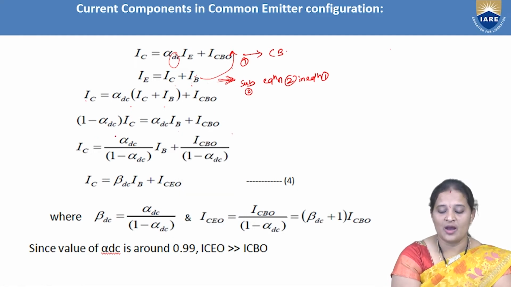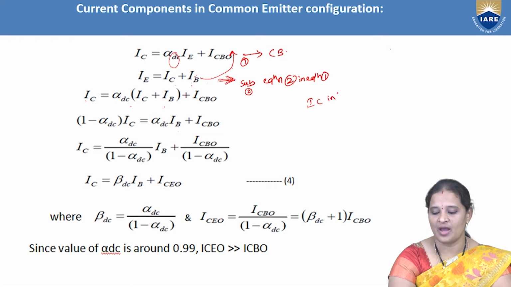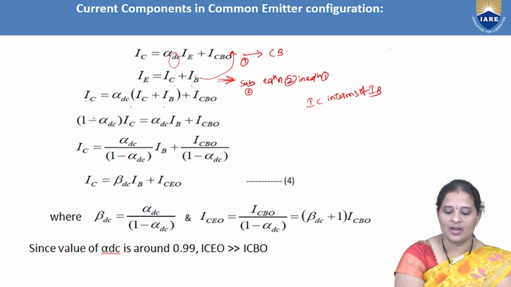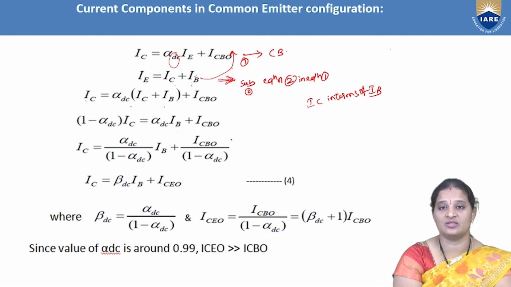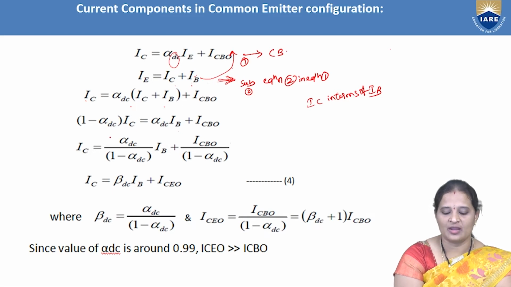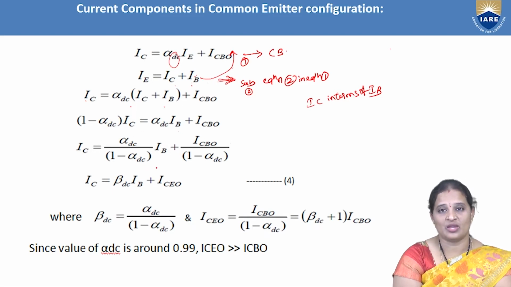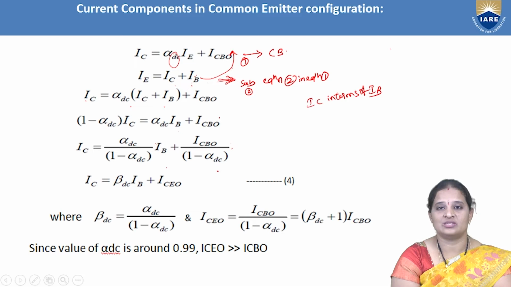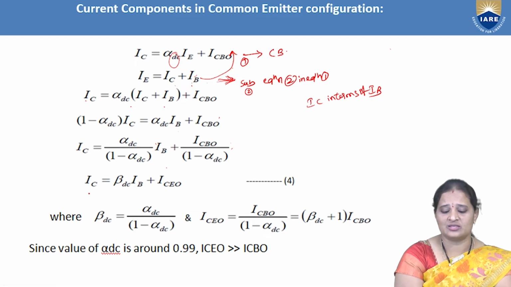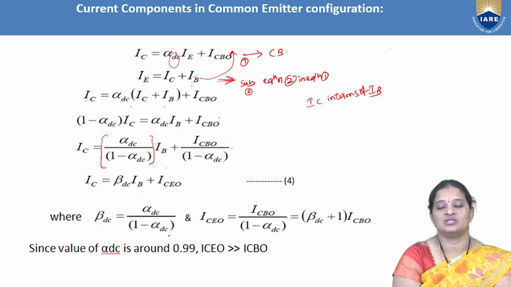Now here I want IC in terms of IB. So for that, send this term to the other side of the equal to symbol. Then IC becomes alpha DC by 1 minus alpha DC into IB plus ICB naught divided by 1 minus alpha DC. So here IC can be written as beta DC into IB plus ICE naught. What is beta DC? I have considered this entire term as beta DC, where beta DC equals alpha DC by 1 minus alpha DC.